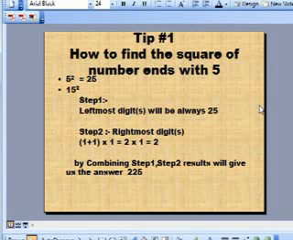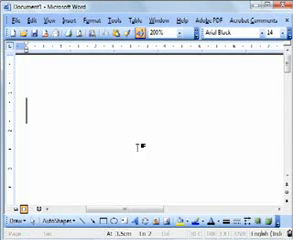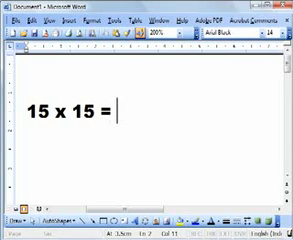Tip number 1: how to find the square of a number that ends with 5. Here I have mentioned 5 square is equal to 25 and 15 square. Basically the answer is in two parts. Let me illustrate that. You have to find the square of a number that ends with 5. Here I am taking an example, 15 multiplied by 15. The answer is computed in two parts: the first figure and the second figure.